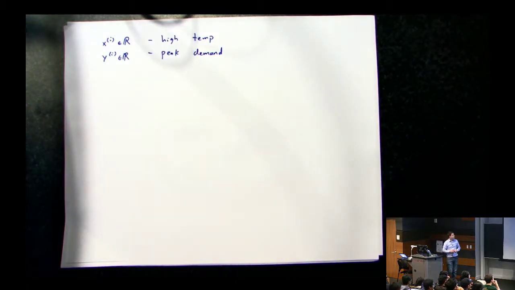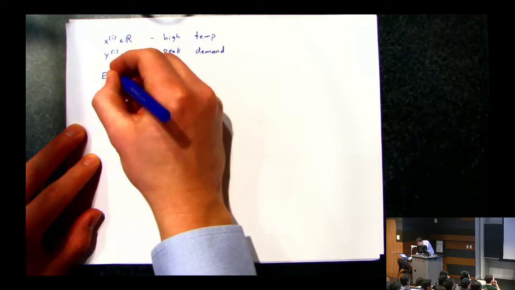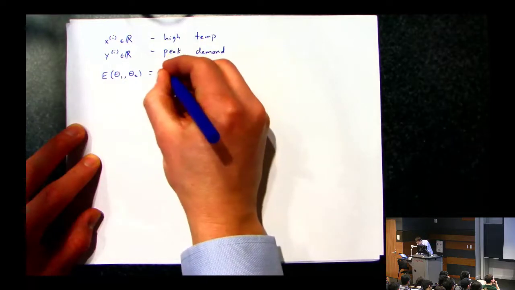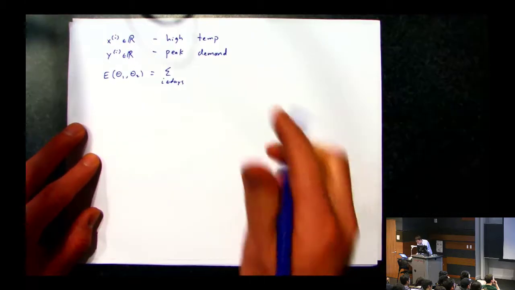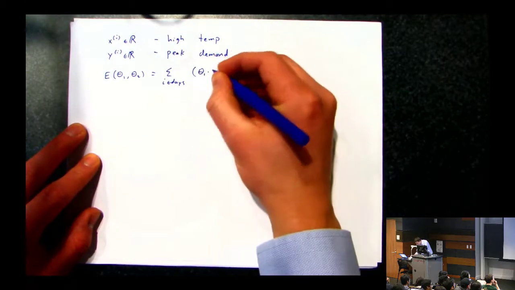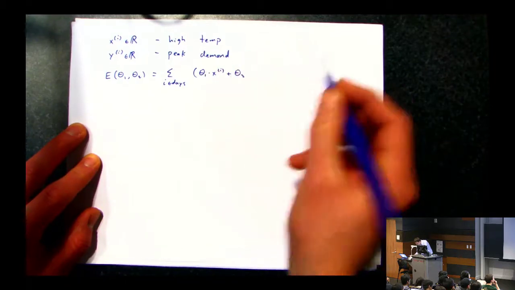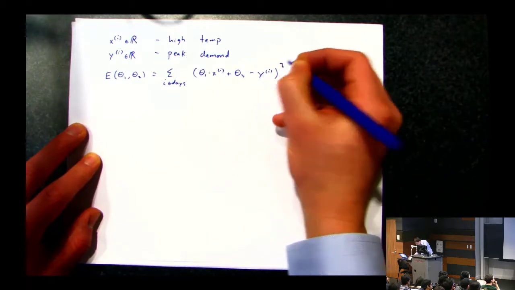So our error function, which I'm writing as a function of theta, because theta are our parameters that we're going to eventually tune to make this function low, is a function of theta. I'll even write it as a function of theta 1 and theta 2. Those are our two parameters. This equals a sum over all i in our data set of theta 1 times xi plus theta 2, our slope times the high temperature plus our intercept, minus yi. And we're going to square it.